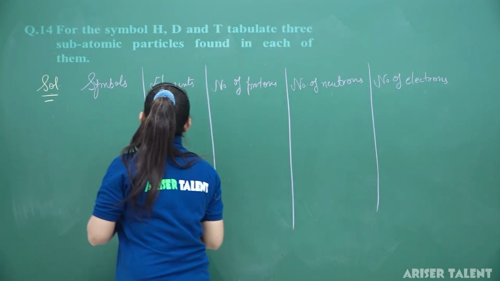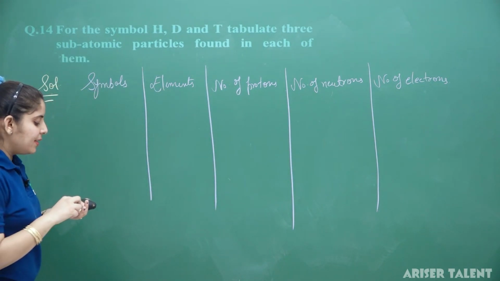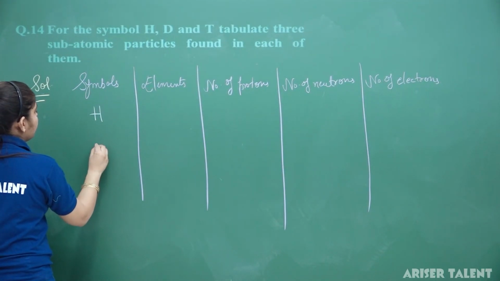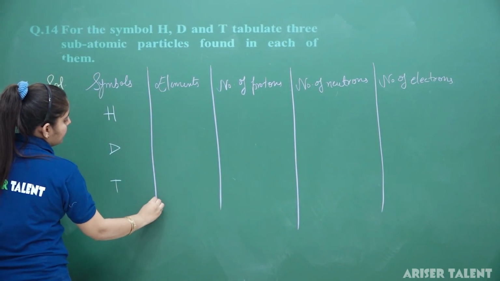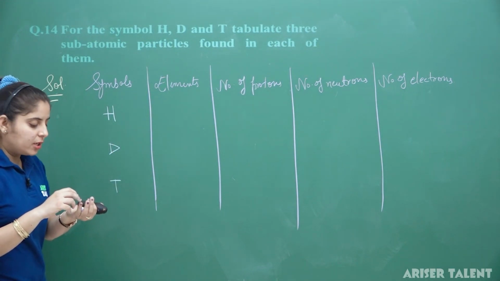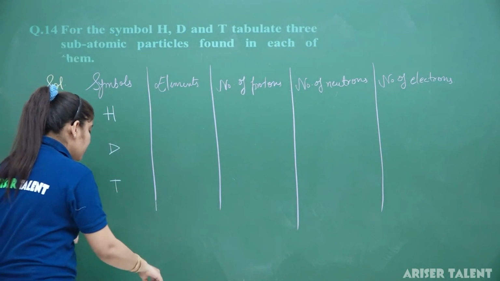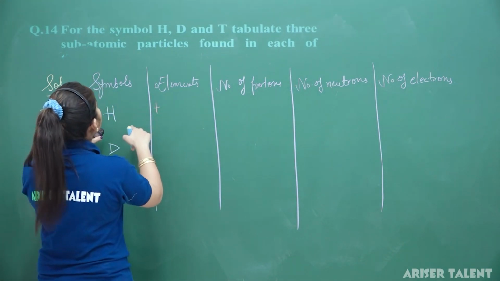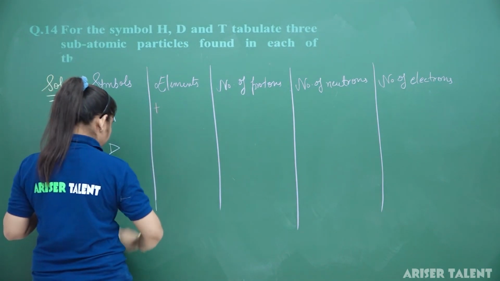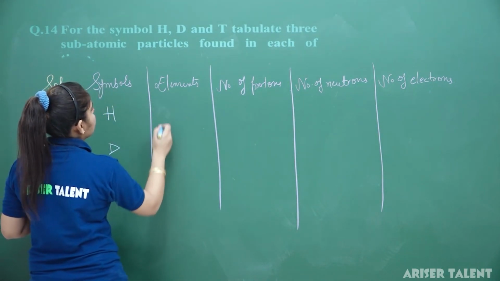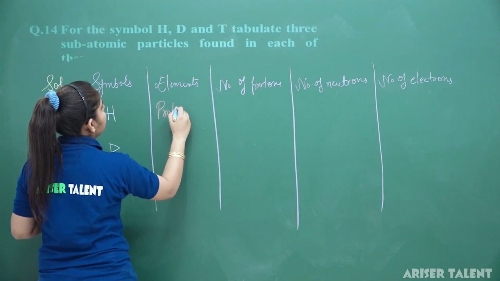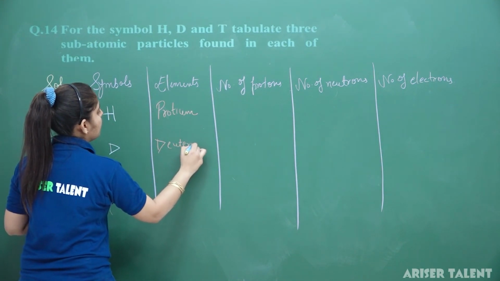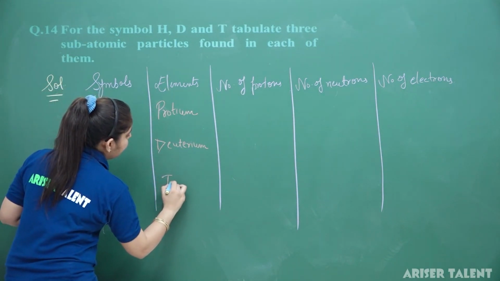So here we are given the three atomic symbols, that is H, D and T. So we can write here H, D and T. These are actually the isotopes of hydrogen which we have discussed in our previous lectures. So we have H for hydrogen. H means protium. D is for deuterium and T is for tritium.